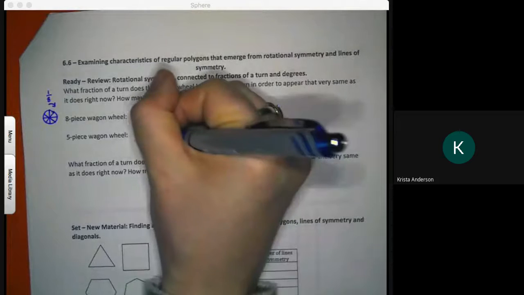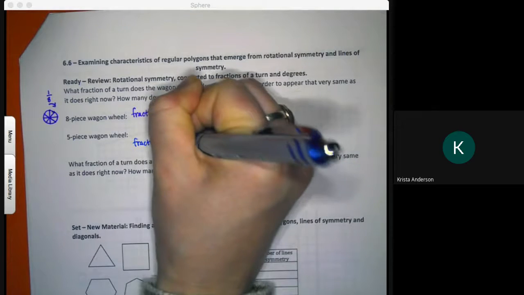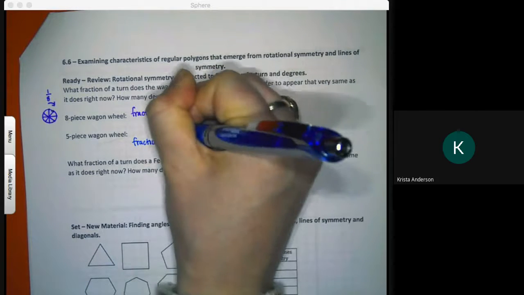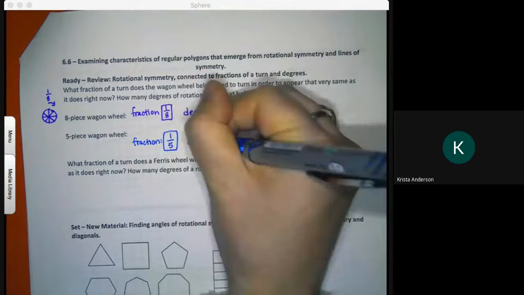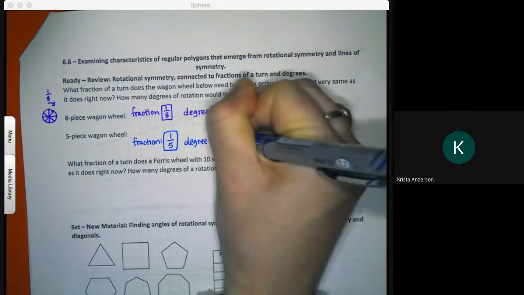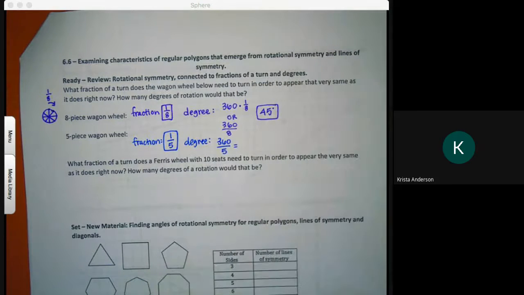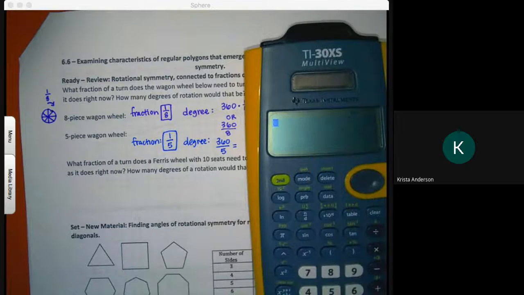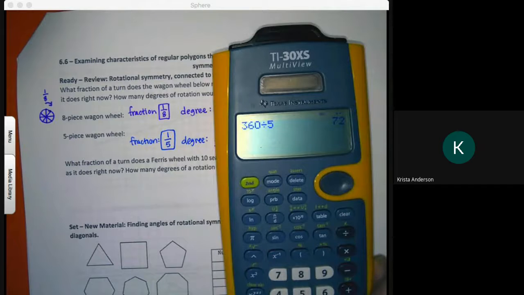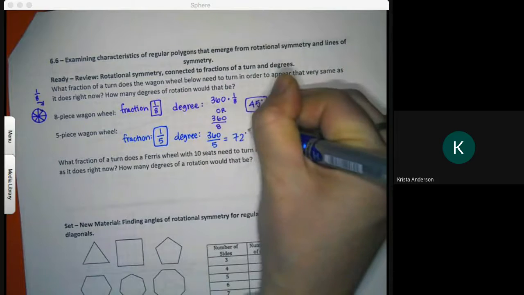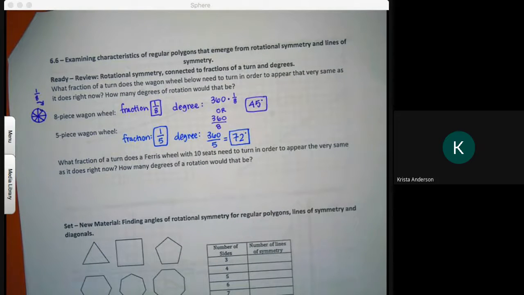Who thinks they know what the fraction would be? 5 piece would be 1/5. Good. Which means my degree, I would do 360 divided by 5. Is 72 degrees. I only go 1/5 of the 360 around.